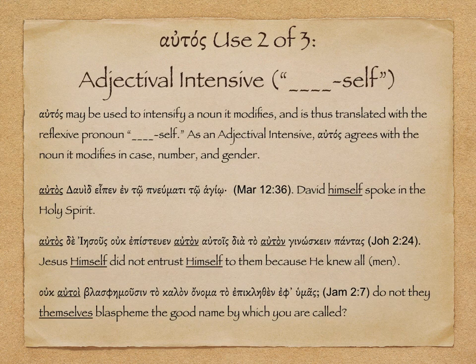The second use, an adjectival intensive, and here the word self is used to communicate that idea. Autos may be used to intensify a noun it modifies, thus translated with a reflexive pronoun. As an adjective, autos agrees with the noun it modifies in case, number, and gender. Autos Dawid eipen en tō pneumati tō hagiō, from Mark 12:36, David himself spoke in the Holy Spirit. Notice there, we could remove either one of those nouns. We could remove autos or David, and the sentence would still make sense.